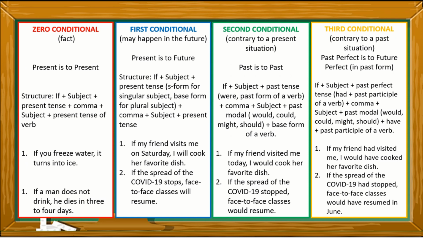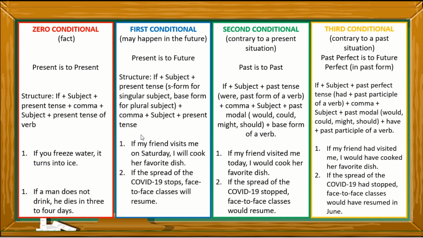Now, I want you to analyze this one as a summary of our lesson today. So zero conditional states a fact. First conditional states something that may happen in the future. Second conditional states something which is contrary to a present situation. And third conditional expresses something that is contrary to a past situation. Take a look also of the structure there. So they are different actually. Past is the past. And then this one, past perfect is the future perfect in past form.